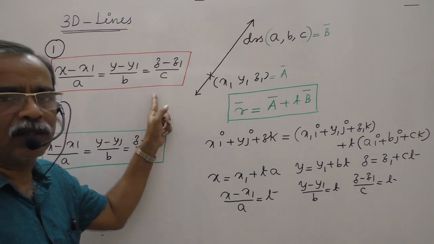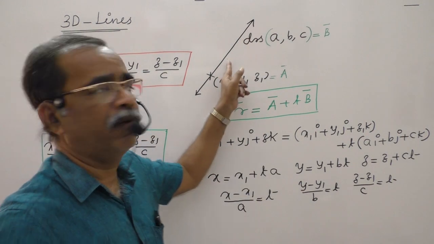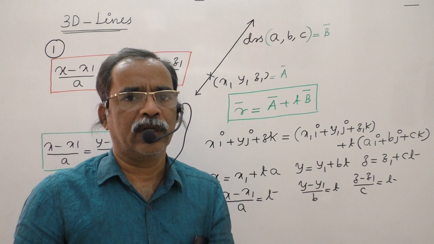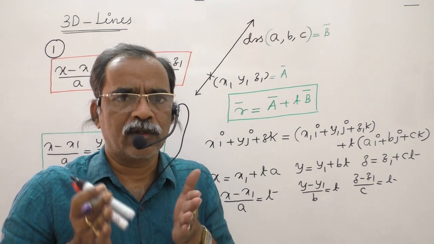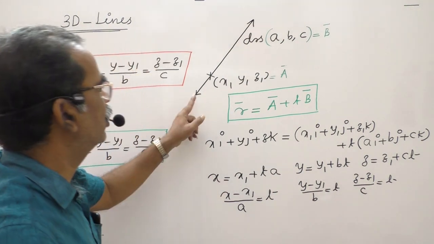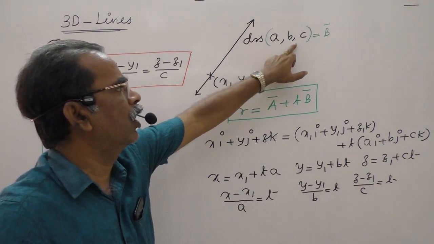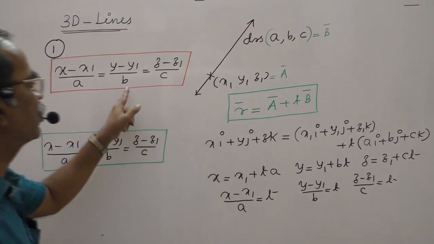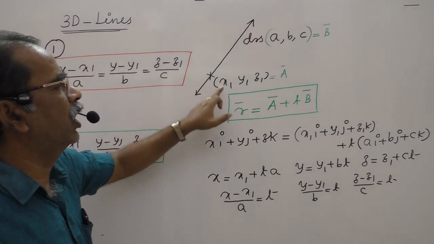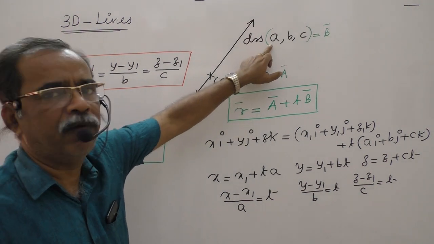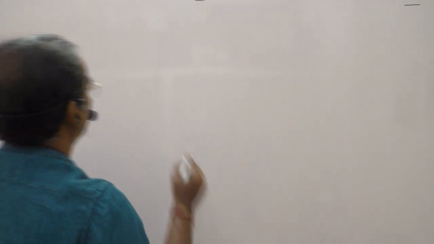If the Cartesian form is given, you can also transform it into vectors. So for every concept, there will be two approaches, the vector approach and the Cartesian approach. You are supposed to go simultaneously. So this is the first one: the vector equation of a line passing through a point parallel to a vector is this. In the Cartesian equation, this is a line passing through this point and having DRs a, b, c.